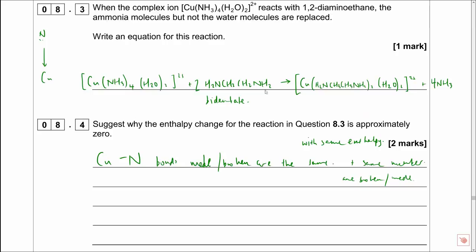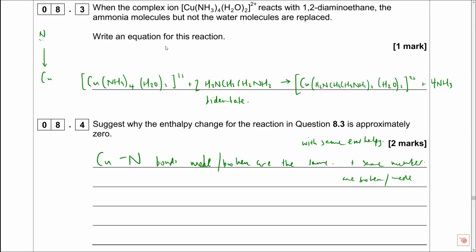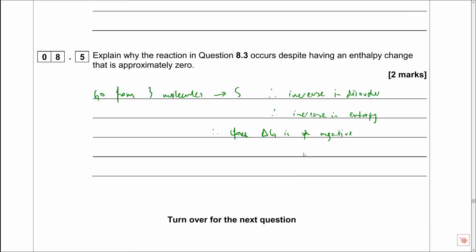This is where they're basically going with this. The next question is: explain why the reaction occurs despite having an enthalpy change that is approximately zero. Well, the reason is that you're going from three molecules to five. So we have an increase in disorder, therefore an increase in entropy. The mark scheme also says, therefore, delta G is negative, which is what we're looking for overall, because it's that balance between enthalpy and entropy. We're almost there now.